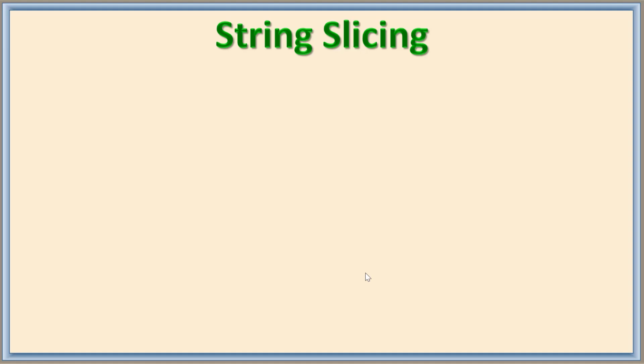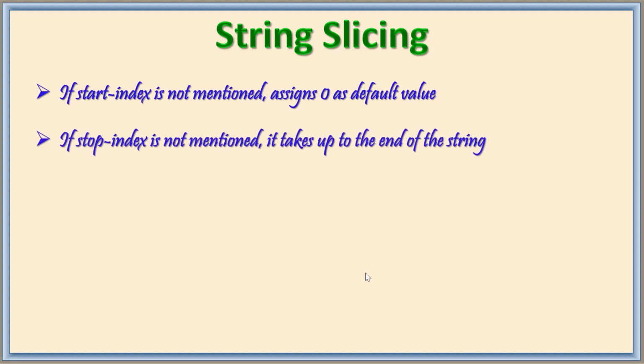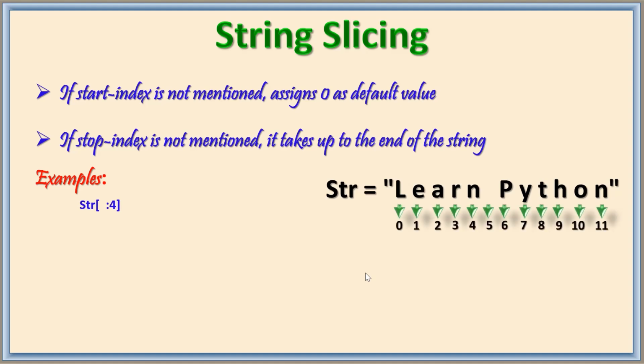Let us understand a little more. If the start index is not mentioned, it assigns 0 as the default value. If the stop index is not mentioned, it takes up to the end of the string. Let us see some examples. We will have the same str is equal to learn Python. str of blank and 4, that is start is not mentioned. It means it will take from 0. So from 0 to index number 3 it will take, 4 is not included there, we know already. So LEAR will be the output.